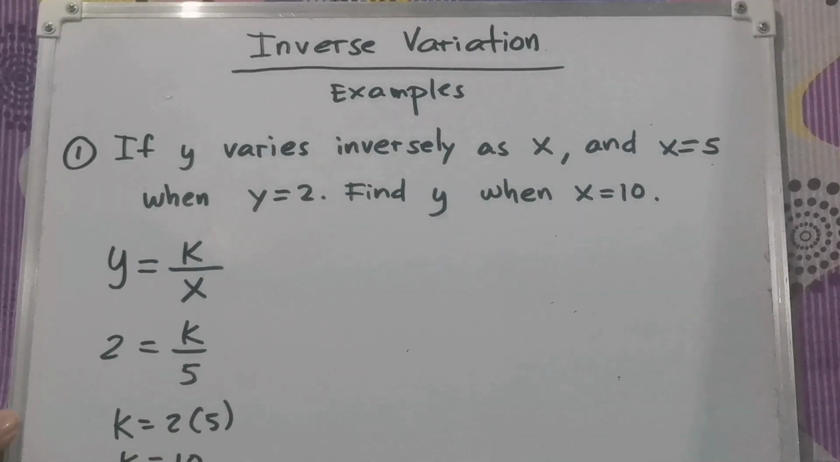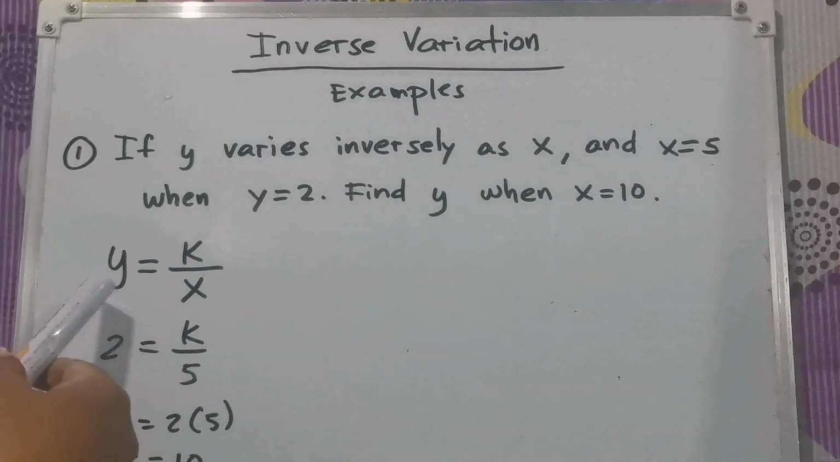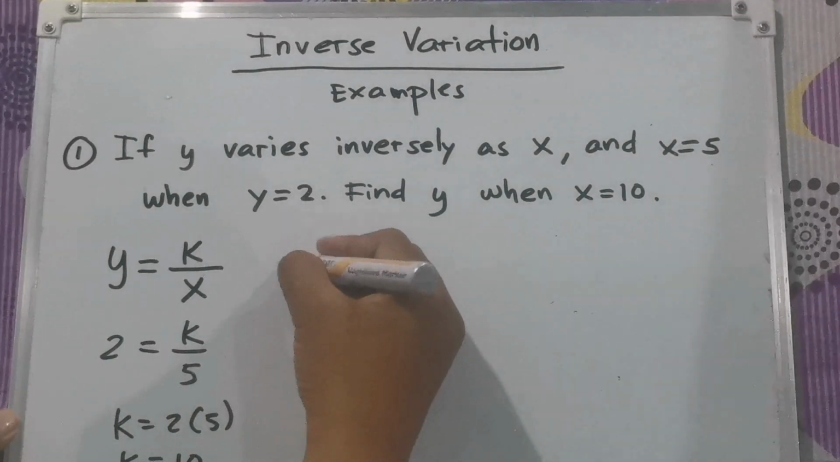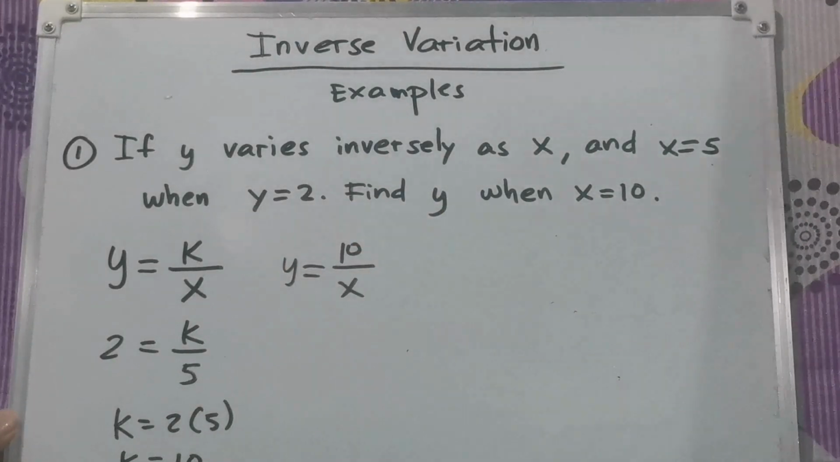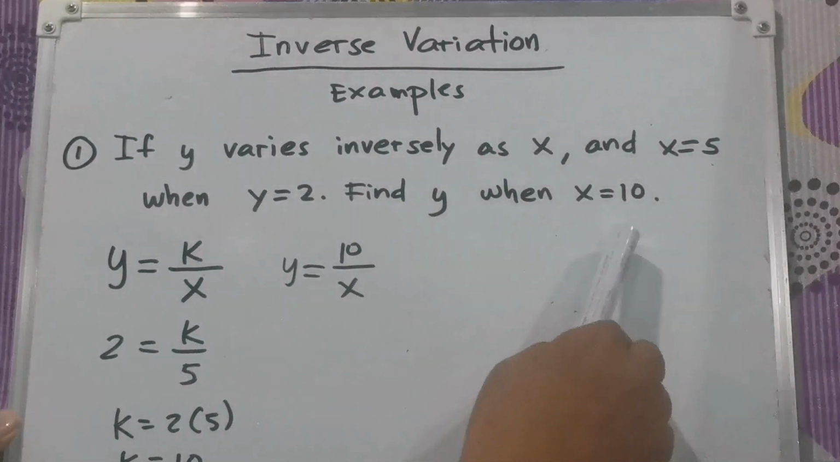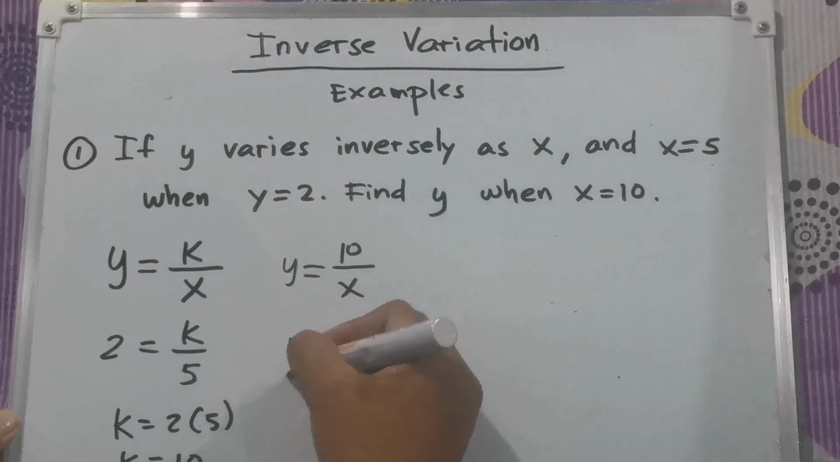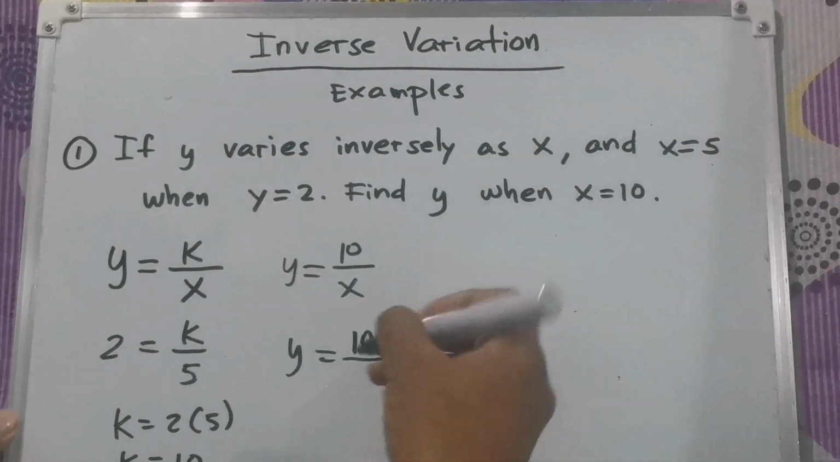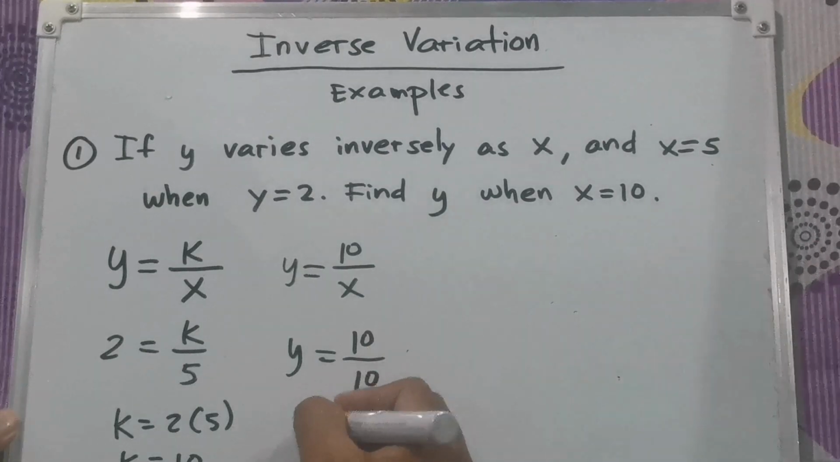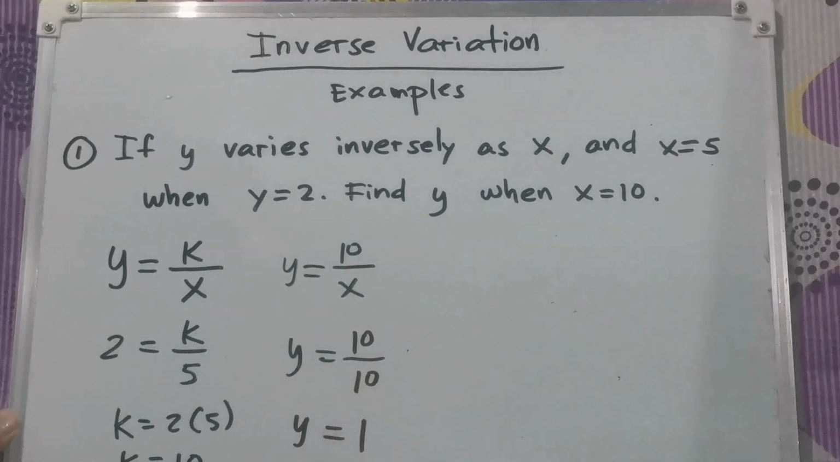So we're going to replace our k in our formula, that will be y equals 10 over x. Now the next thing is we're going to find y when x equals 10. So we replace x with 10, that will be 10 over 10. Therefore y equals 1.